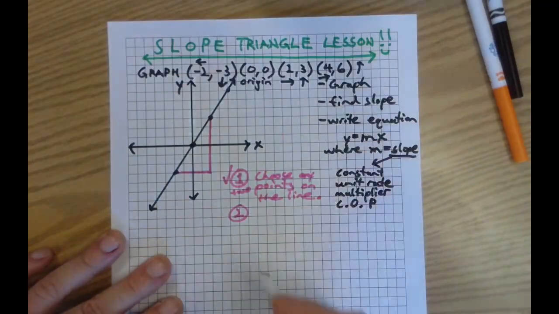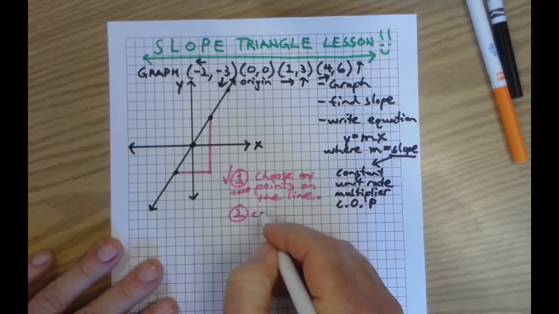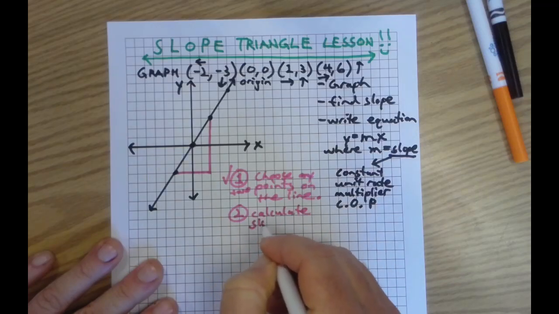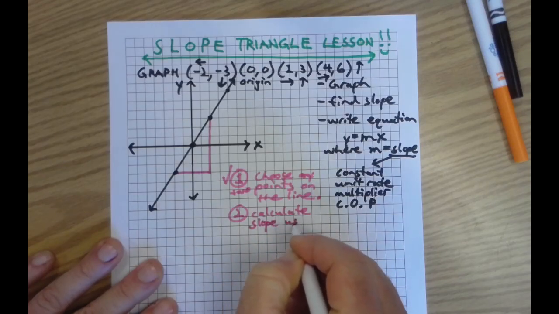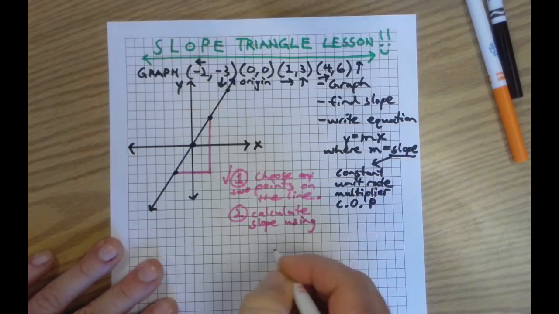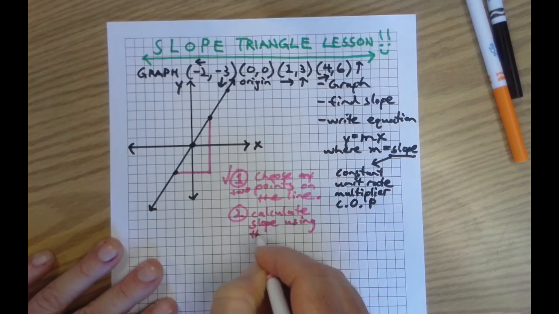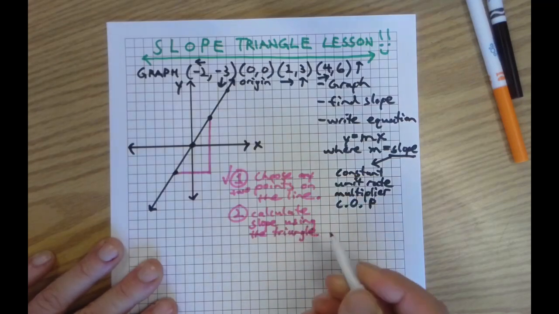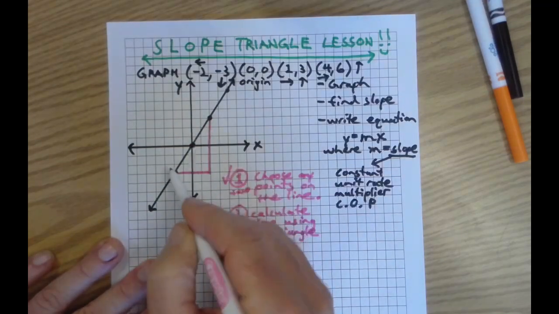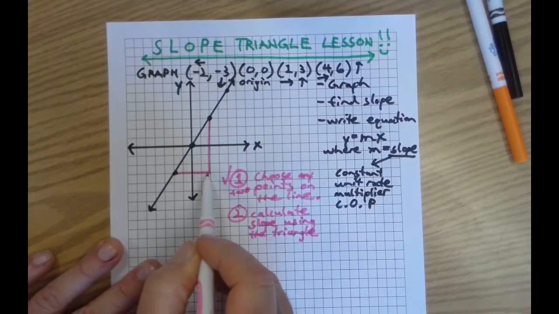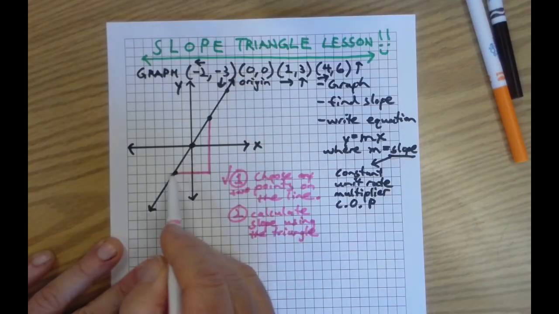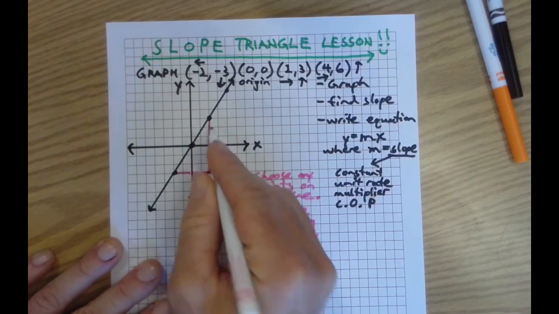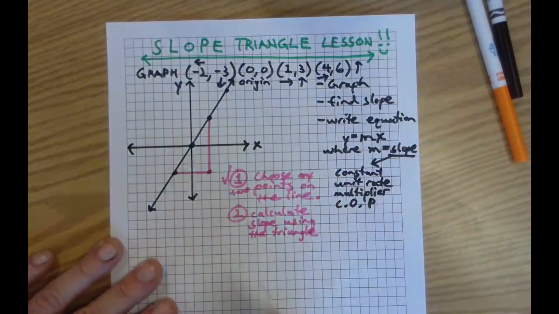Choose any 2 points. Number 2, calculate the slope using a slope triangle, using the triangle that we made. We make the triangle by simply, with the 2 points, we move horizontally from one and vertically with the other until we create an intersection point. And there's our triangle, it's always going to be a right triangle.